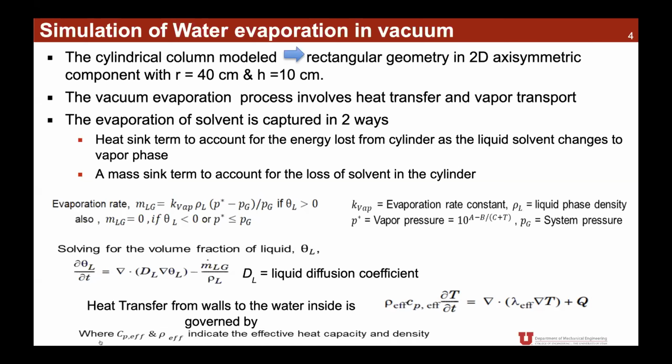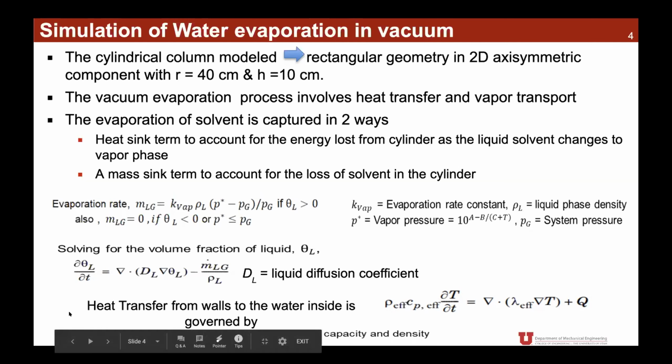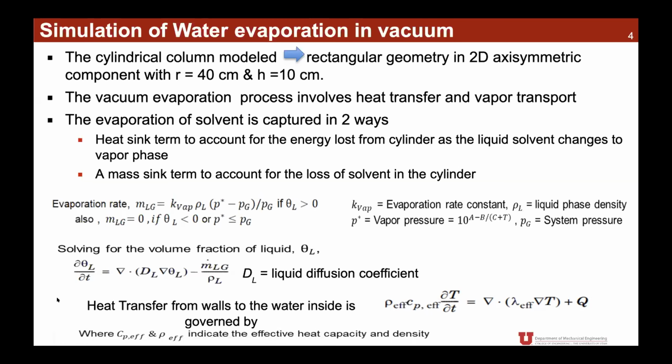Experimentally in natural vacuum, you can get 7 kilopascal, depending on the system and everything. To capture the evaporation, it is modeled in two different terms. One is the heat sink, which happens because energy is being lost from the system as the liquid solvent changes into the vapor phase, so it gains energy, taking it out of the system.